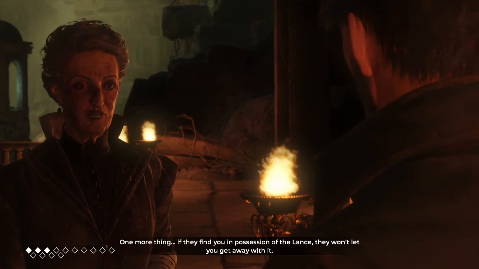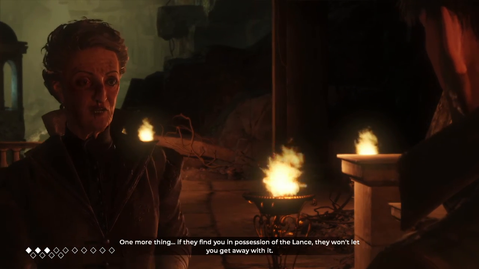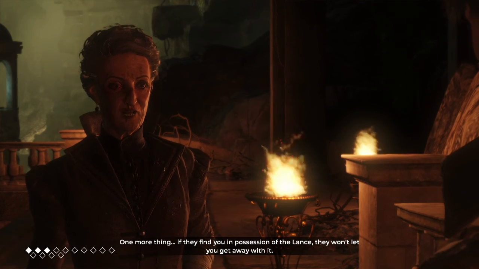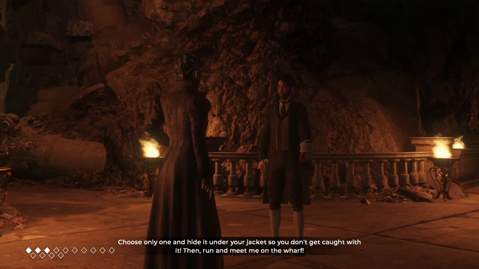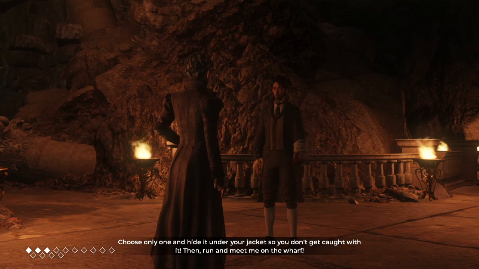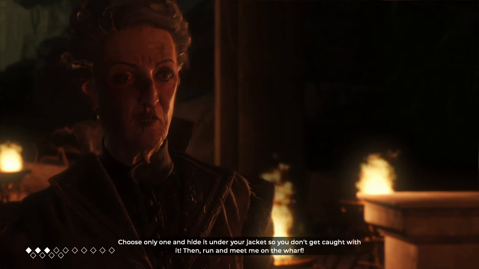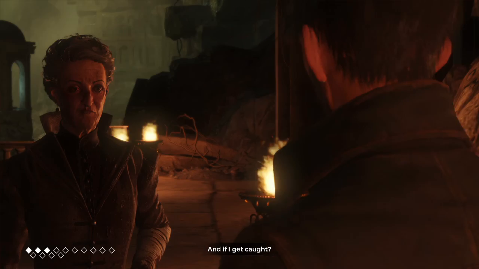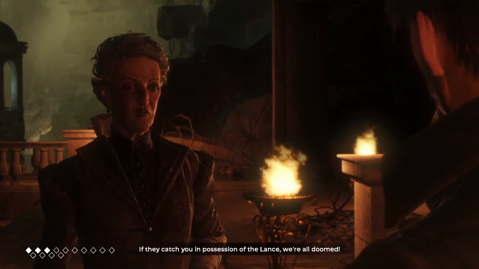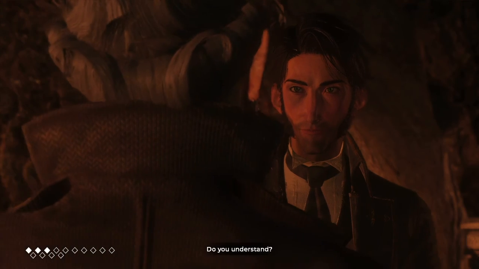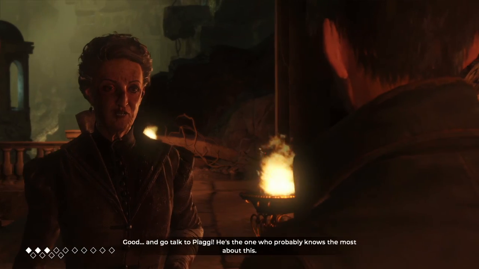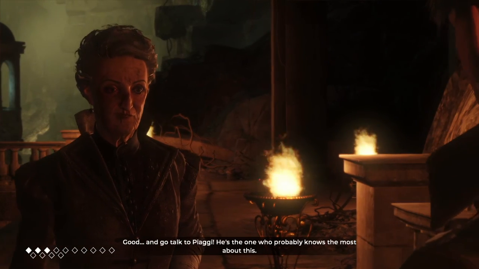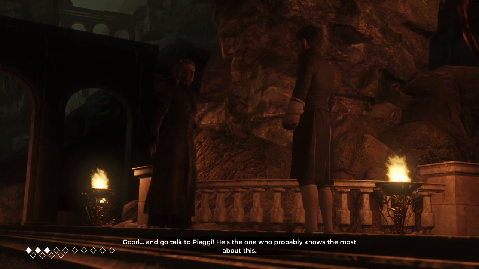One more thing. If they find you in possession of the lance, they won't let you get away with it. Choose only one and hide it under your jacket so you don't get caught with it. Then run and meet me on the wharf. And if I get caught? If they catch you in possession of the lance, we're all doomed. Do you understand? Perfectly. Good. And go talk to Piaggi. He's the one who probably knows the most about this.